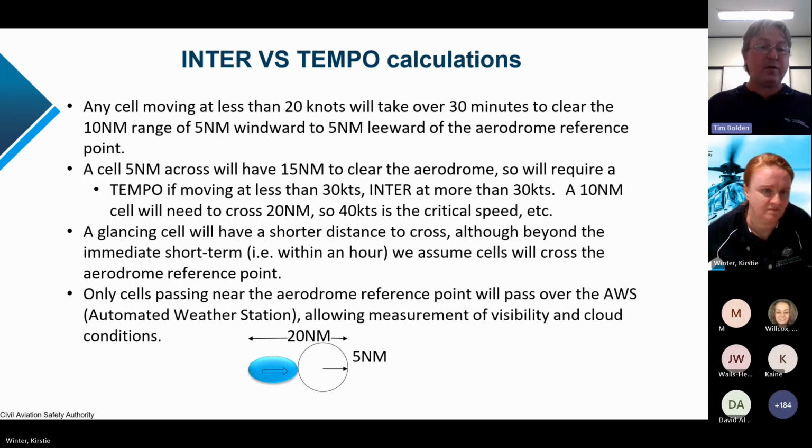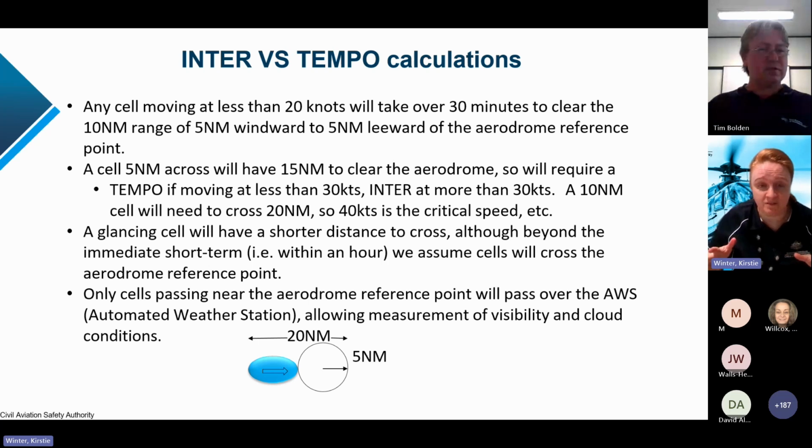A cell 5 nautical miles wide will have a critical speed of 30 knots. Similarly, 10 nautical miles will need to cross 20 nautical miles for the eastern edge to enter the aerodrome, and then the western edge to clear the aerodrome. So we'll have a critical speed of 40 knots. While glancing cells will have a shorter duration as they cross the aerodrome, cells are generally bigger than the aerodrome area of responsibility. So we tend to assume that they will cross the aerodrome reference point, and really they need to pass near the aerodrome reference point for us to even measure the low cloud and visibility drops. So yeah, that's how we calculate the speed.